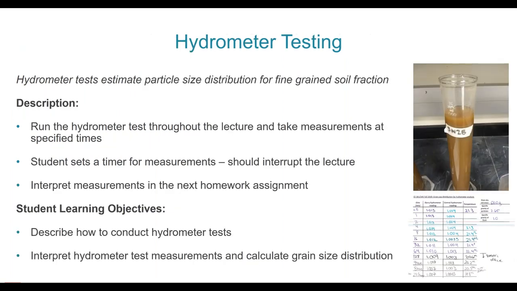So starting with hydrometer testing, this is a very standard test used in geotechnical labs, and it's used to estimate particle size distribution for the fine-grained soil fraction. The picture on the left, that's the hydrometer there, and it starts by making a slurry and suspending it in this graduated cylinder of water. And then as you let the soil particles settle out over time, the buoyancy of the soil suspension slurry changes. And that change in buoyancy is measured with the hydrometer that you can just see peeking out the top there. And so you look at how the buoyancy of the solution changes over time and relate that to soil particle size distribution.